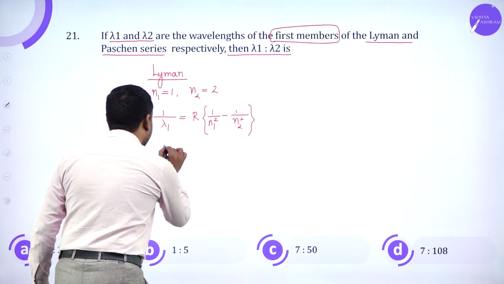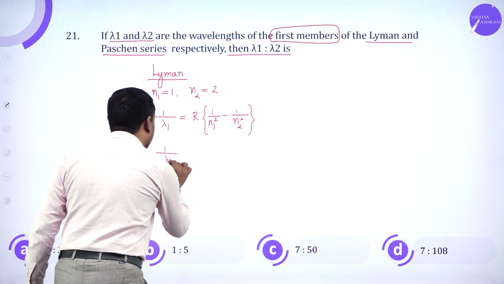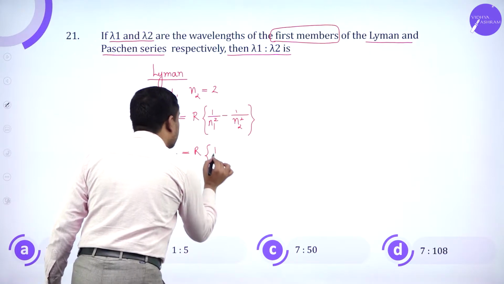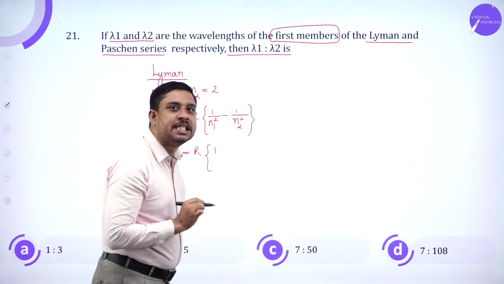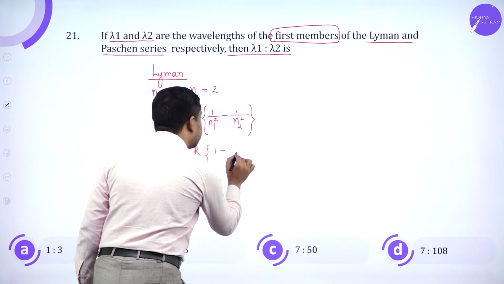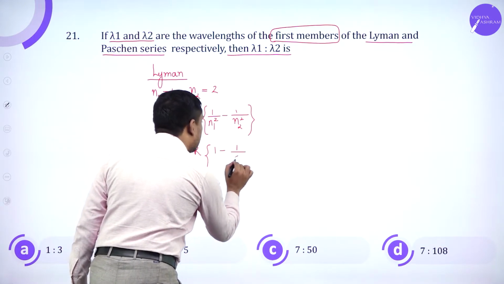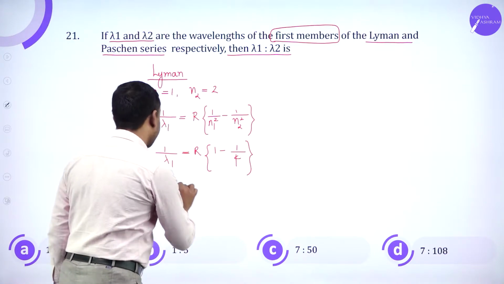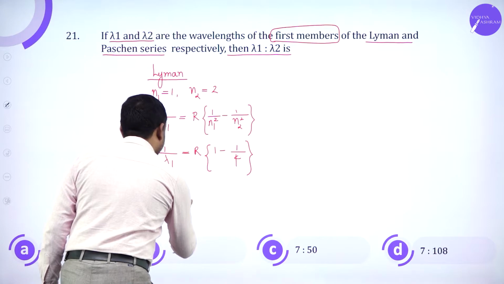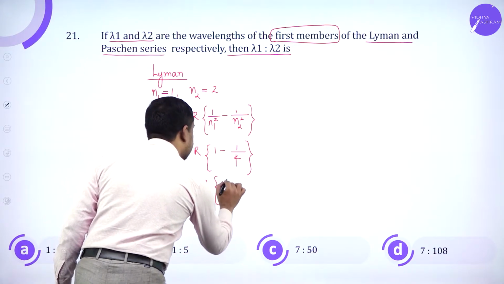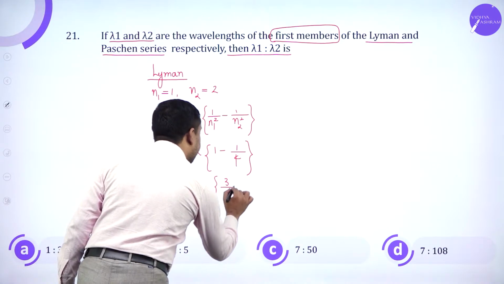So here, 1 by lambda becomes R times 1 by N1 square, 1 square is 1, minus 1 by N2 square. 2 square is 4. So 1 by lambda 1 is R times 3 by 4.